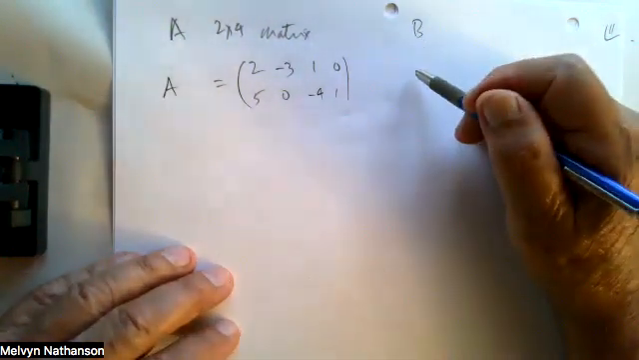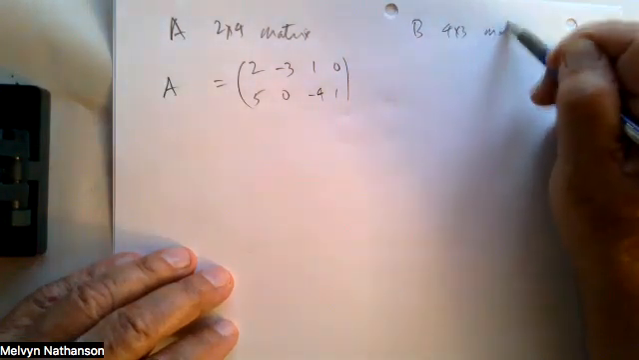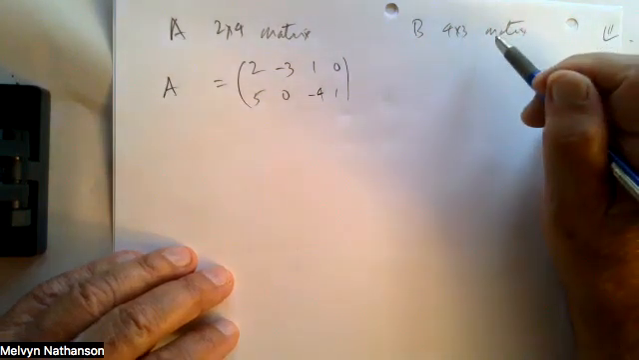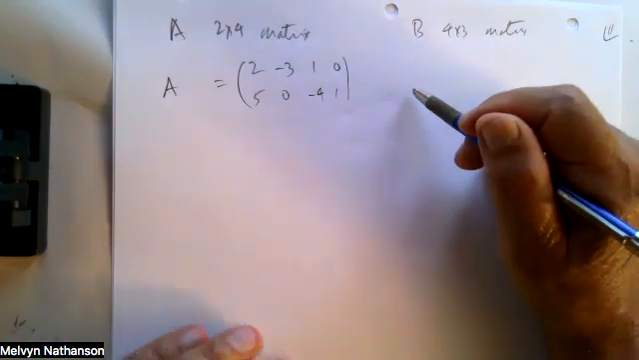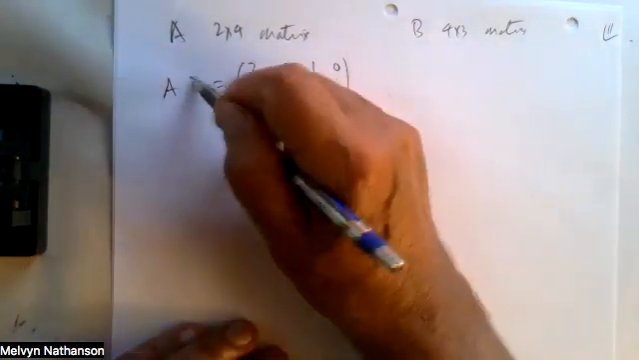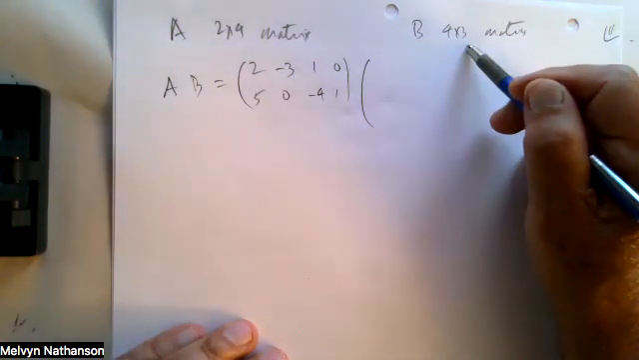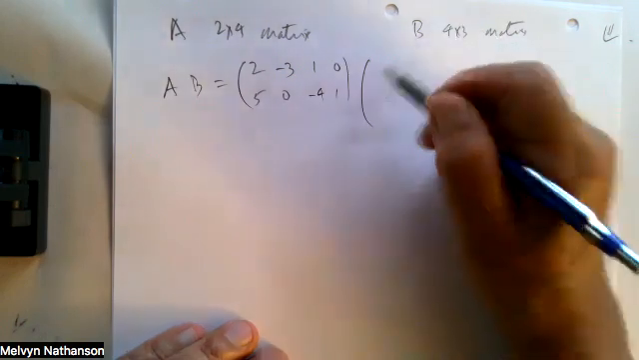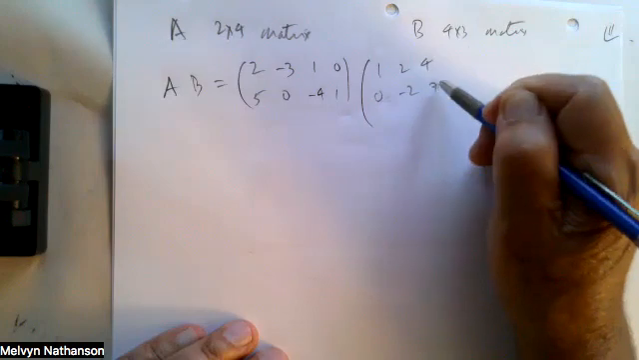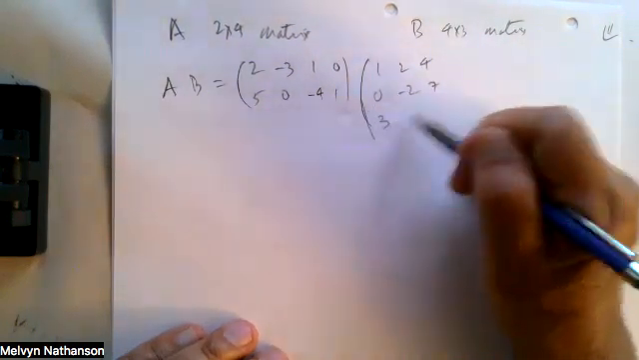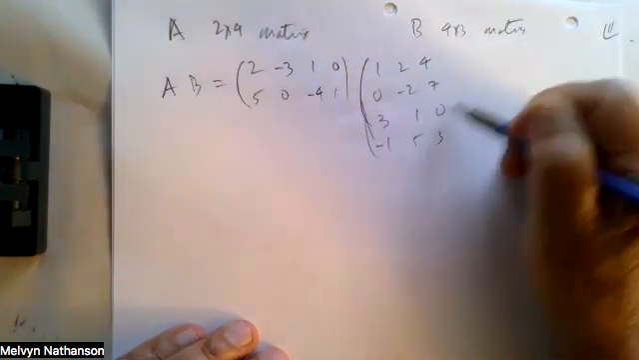And suppose B is a 4 by 3 matrix. So B is going to have 4 rows. I'm just going to write it here. So this is B. 4 rows and 3 columns. First row is 1, 2, 4. Second row, 0, minus 2, 7. Third row, 3, 1, 0. Fourth row, minus 1, 5, 3.